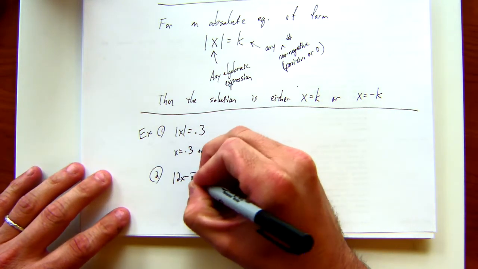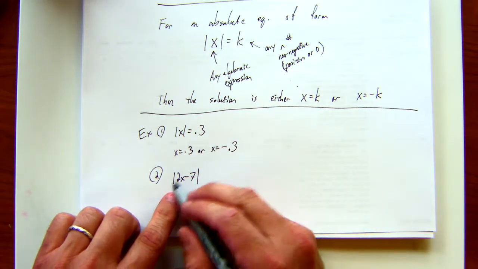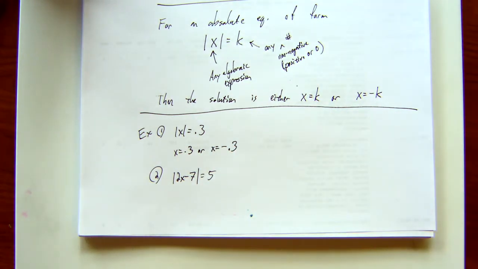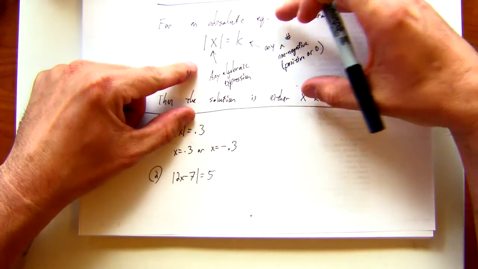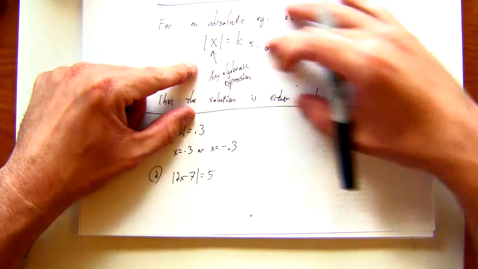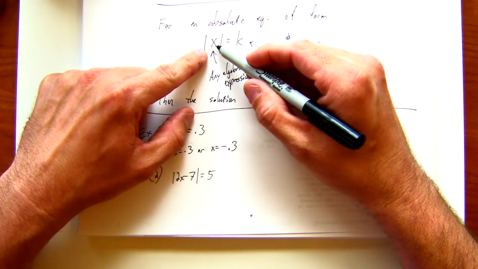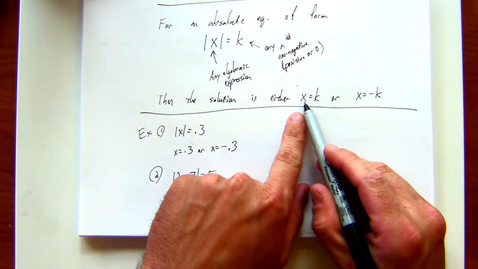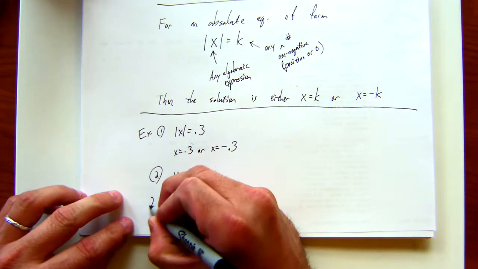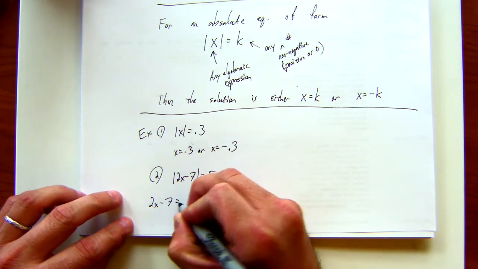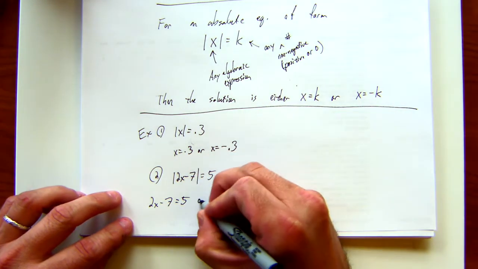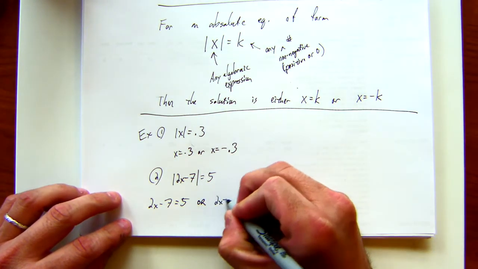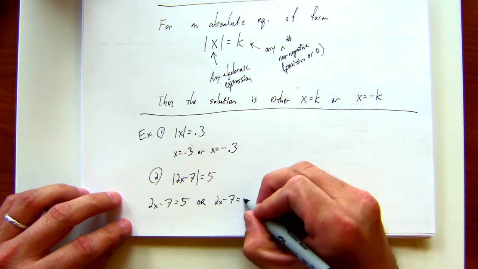Absolute value of 2x minus 7. Okay, there's an algebraic expression there, and this is equal to 5. So in your formula, or in the rule here, this x is not just an x by itself, but any algebraic expression. Now what does it tell me to do? I take that algebraic expression and make it equal to the positive part. So we have 2x minus 7 is equal to 5. Or the algebraic expression, 2x minus 7, is equal to a negative 5.